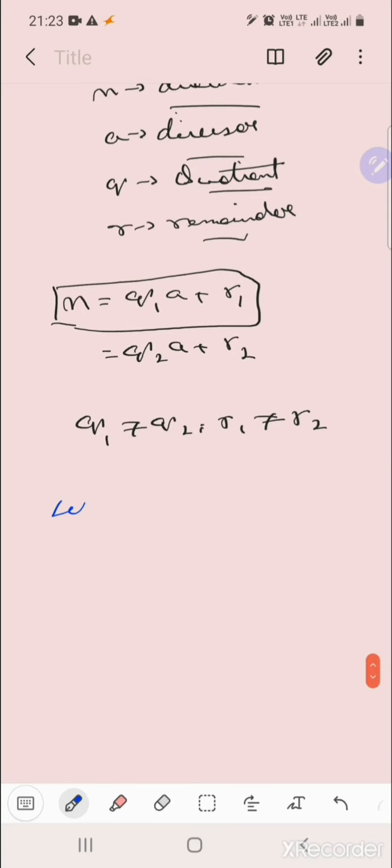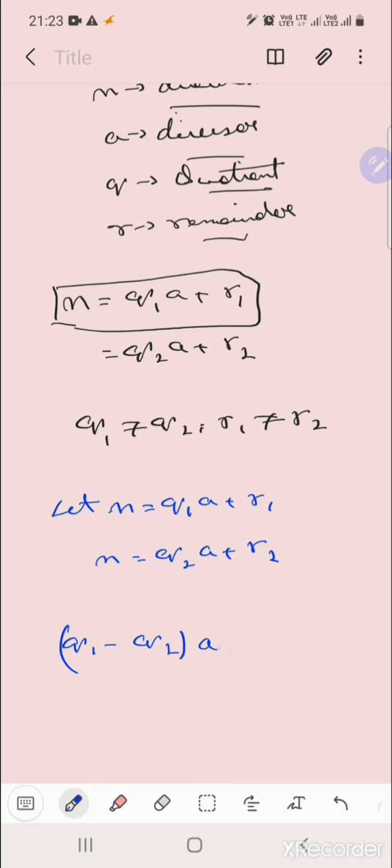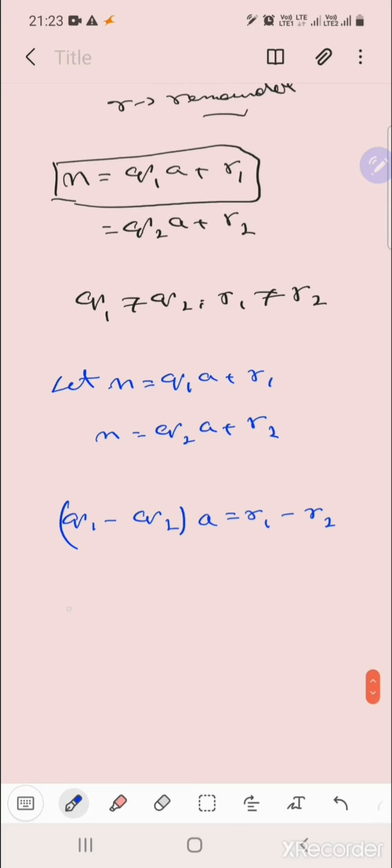Let contradiction be the method we will be using. Let n equal q1a plus r1 and n equal q2a plus r2. We can subtract them, so (q1 minus q2) a is equal to r1 minus r2.